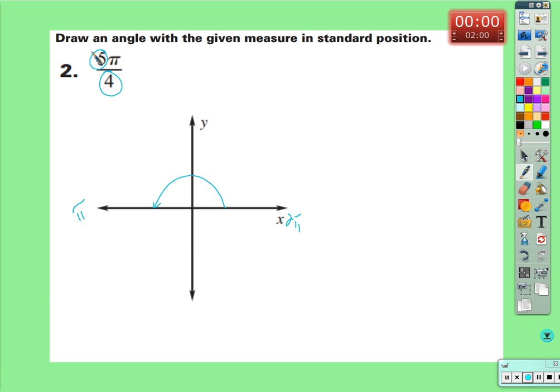Five. I thought radiation was measured in radians. You're wrong.